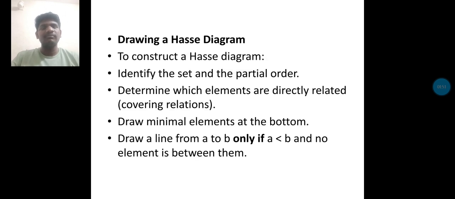Drawing a Hasse diagram, we need to follow these steps. First step is to construct a Hasse diagram. So these are the steps. Step one is we need to identify the set and partial order. Determine which elements are directly related. Draw a minimal element at the bottom. Draw a line from A to B only if A is less than B and no element is between them.